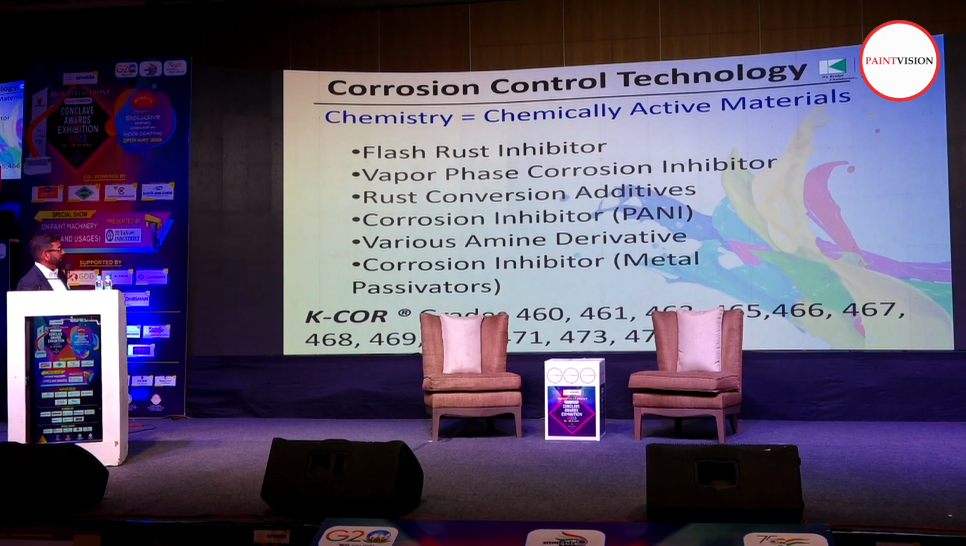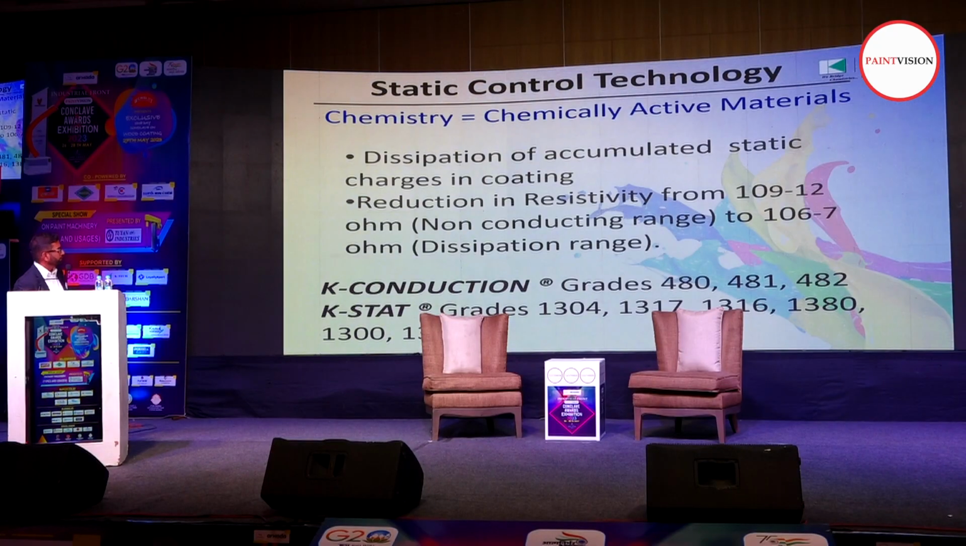Corrosion control is another subject where we give corrosion inhibitors on various technologies, right from PANI, which is polyaniline. Then we give metal passivators, different technology, vapor phase corrosion inhibitors. Different grades are there, different chemistries are there. So quite a lot on that subject. Then we have anti-static additives also under the chemically active materials technology, where we improve the conduction and dissipate the static charges, and anti-static agents are recommended accordingly with these two brands.